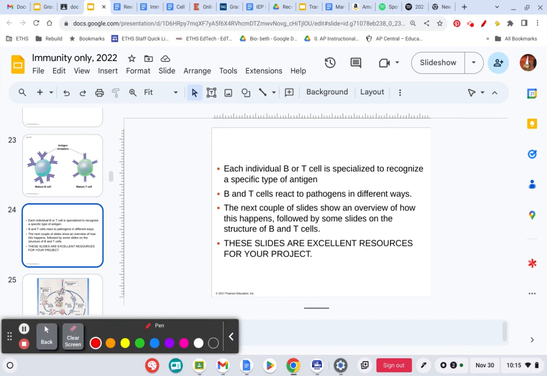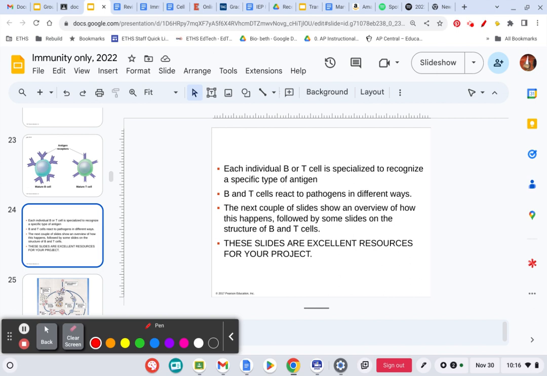Each individual B or T cell is specialized to recognize a specific type of antigen. B cells and T cells will react to the pathogen in different ways. The next couple of slides that I'm going to show you, I'm not really going to explain them right now because I think it would be overwhelming if I do it now. I think it's better to go through the steps and then you can go back and look at those slides. They're going to be great slides for working on your project.